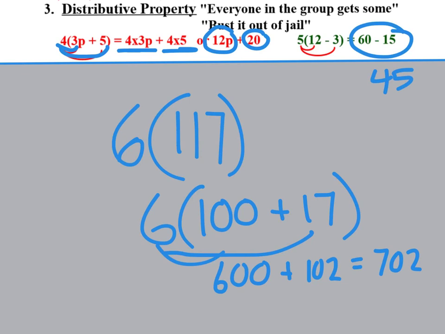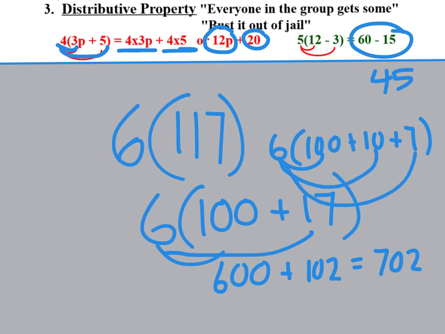And maybe you can't do 17 times 6, so could you still bust it down into 6 times 100 plus 10 plus 7? Because now you have 600, and then you have 60, and then you have 42, and you add all those together, you'll still get your answer of 702.